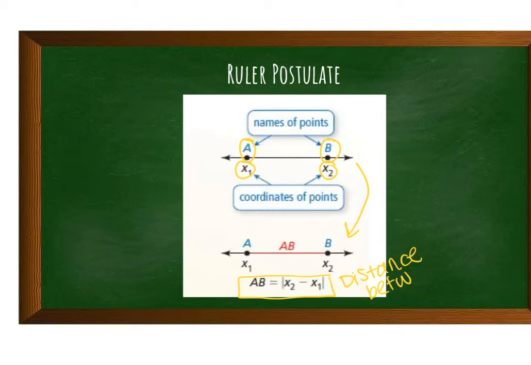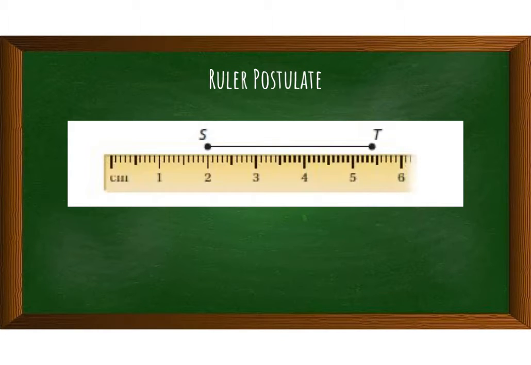between A and B, okay? It's a fancy way of saying just basically look at it as a ruler, okay? So next, the ruler postulate with an actual ruler, okay?